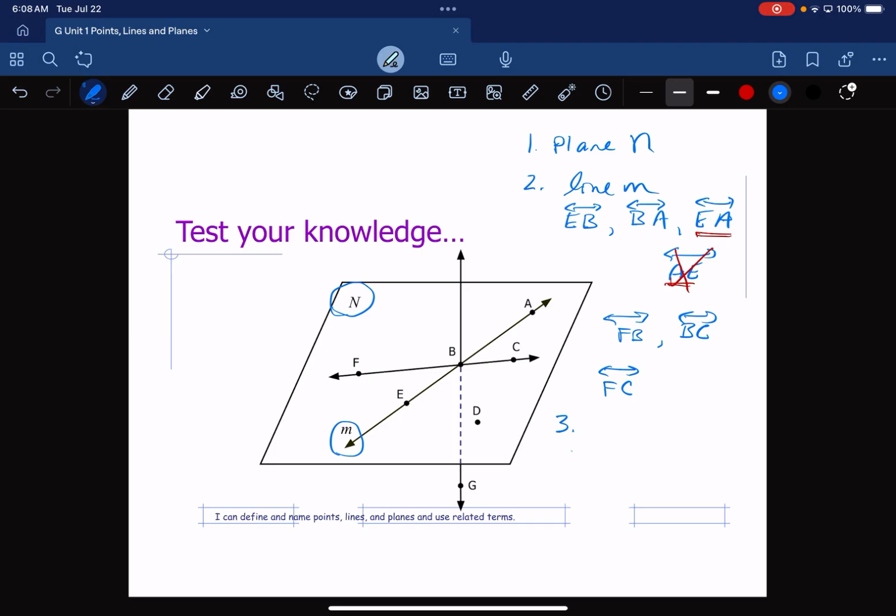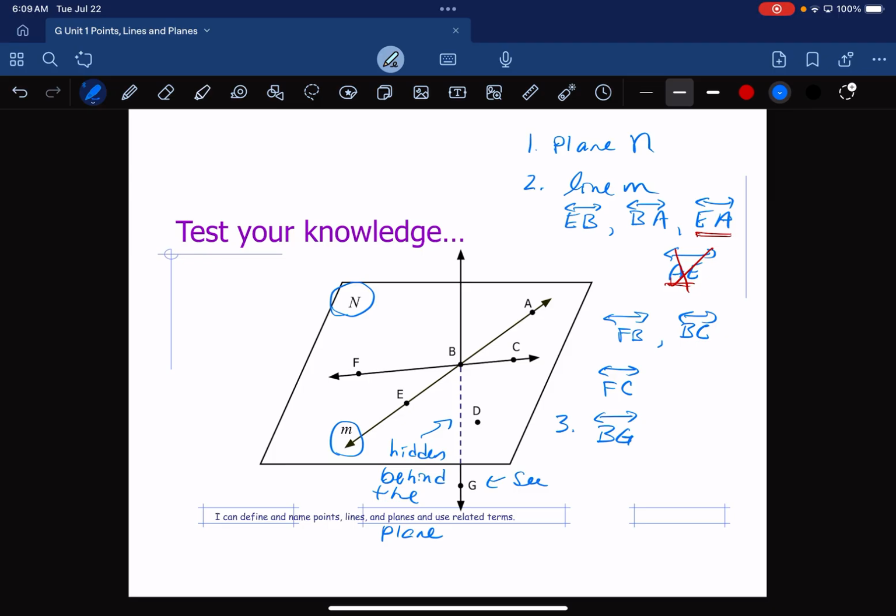A line not in the plane would be, there's only one, and there's only one way to name it. That's BG. See how it goes through the plane? This dotted line section right here means it's hidden behind the plane. So it kind of disappears as it goes through the plane, then it comes out the bottom. And you can see it again down here.